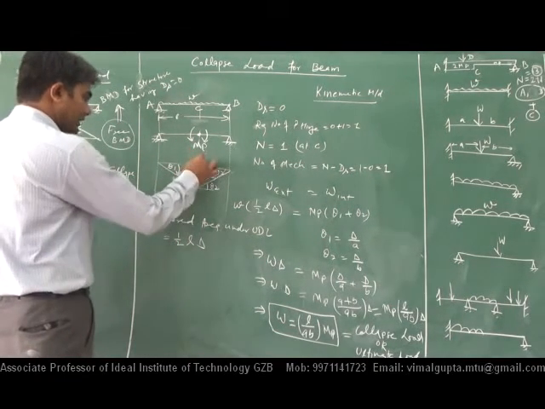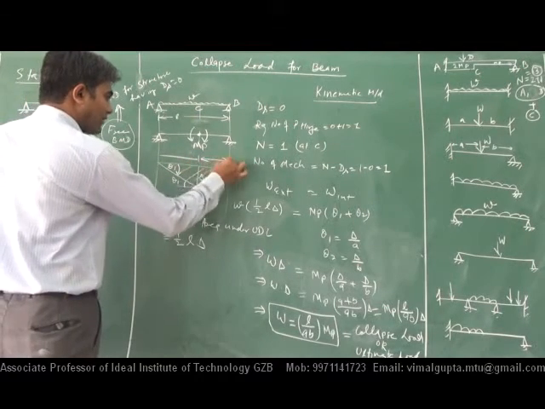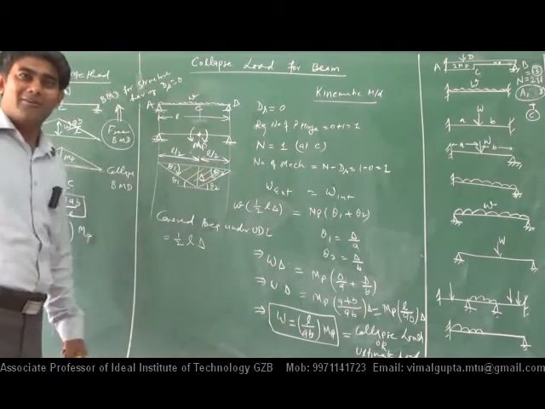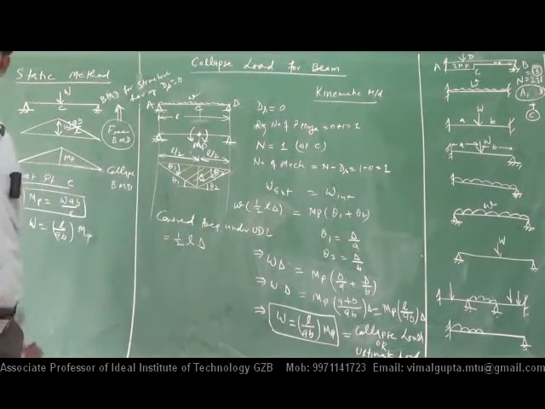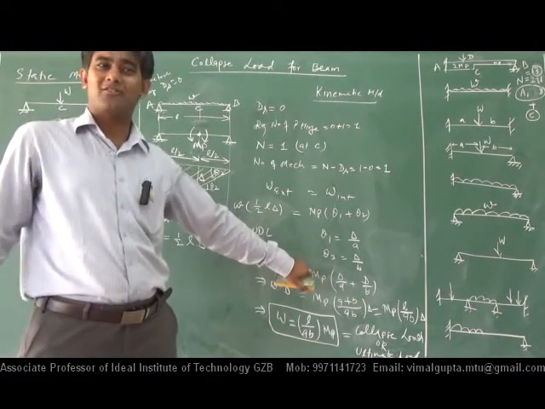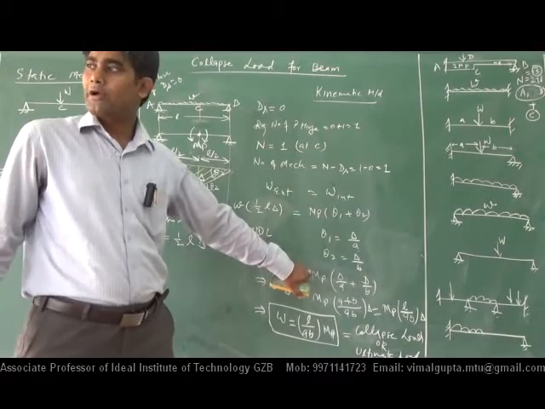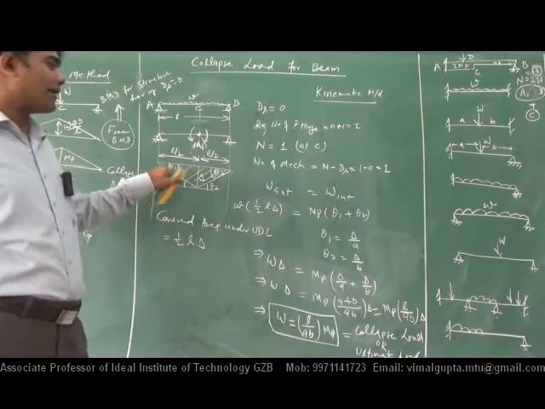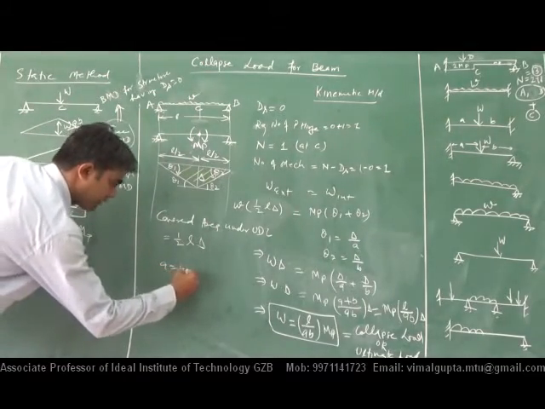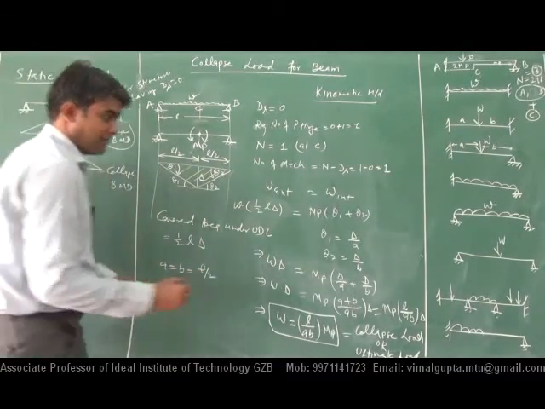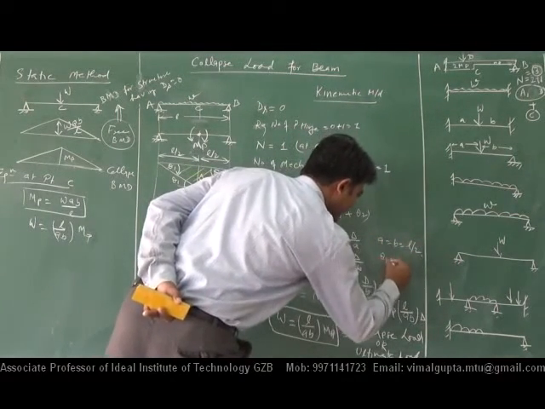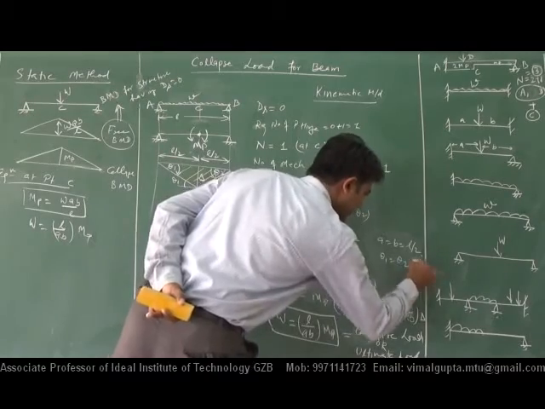And what will be the value of this? This is L by 2. A and B both are equal, L by 2 and L by 2. If both A and B are equal, then the values of theta 1 and theta 2 will also be equal, so there is no need to write theta 1 and theta 2 separately. Since A equals B equals L by 2, therefore theta 1 equals theta 2. Let's say it is theta.